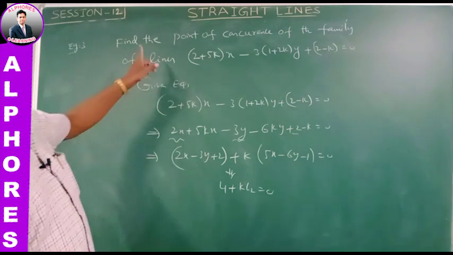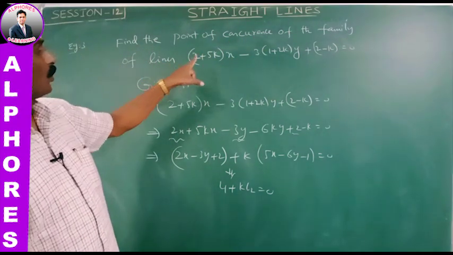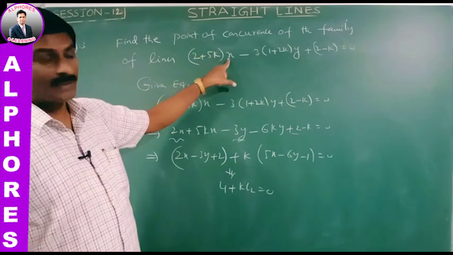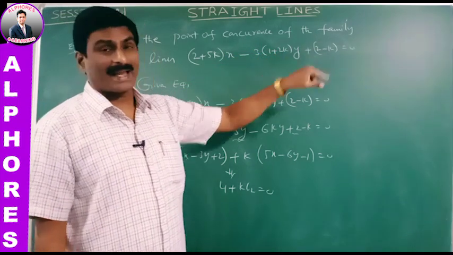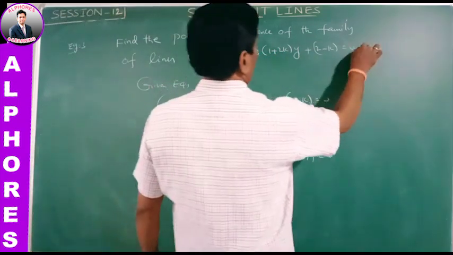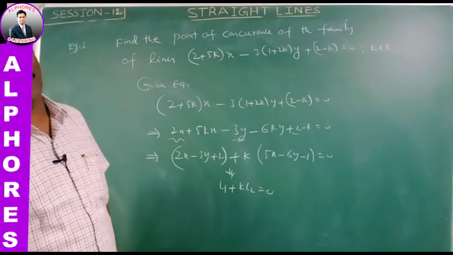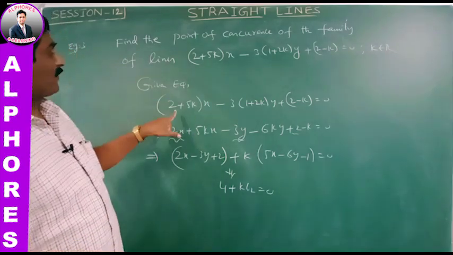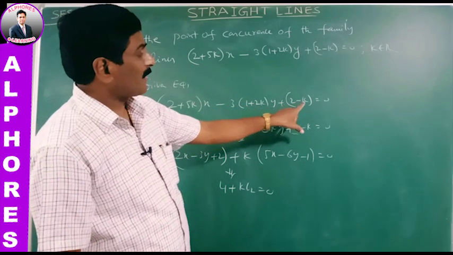Next, find the point of concurrence of the family of lines (2 plus 5k) into x minus 3 of (1 plus 2k) into y plus (2 minus k) is equal to 0, where k is a parameter. For different values of k, we get different lines. All of these are a family of concurrent lines. What is the point of concurrency? What is the given equation?